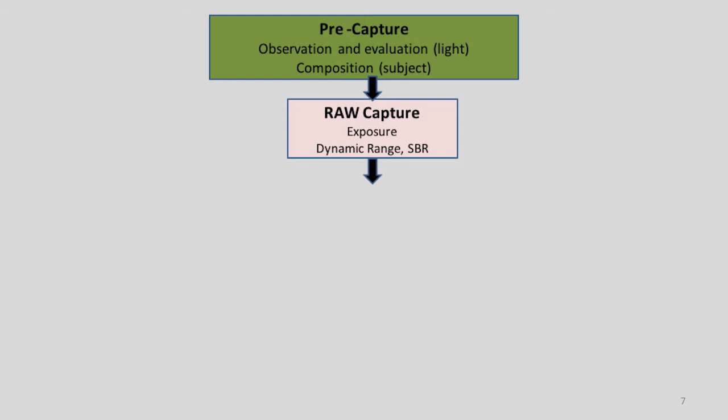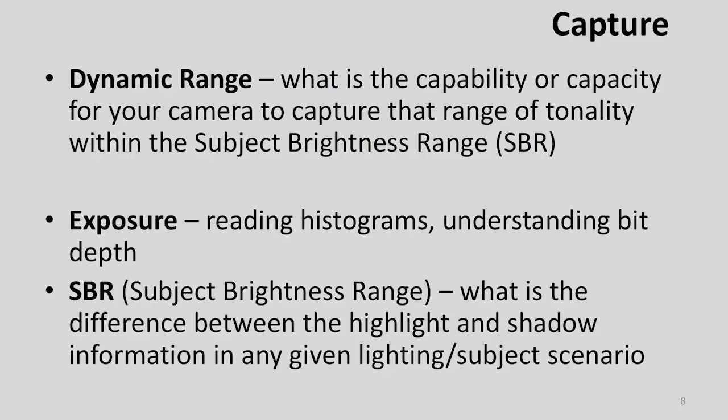At raw capture is where you have to set the camera for the prevailing lighting conditions. You are asked to think about the exposure settings, the dynamic range of the capture device, your camera, and to analyze the subject brightness range of the scene, that is, the tonal range from the brightest to the darkest tone of the scene before your camera. Observing the light and understanding how you would like the scene rendered defines how you will set up the image capture, the exposure. Recognizing the dynamic range of your capture device, the camera, and identifying the overall subject brightness range impacts directly on the capture exposure settings used.